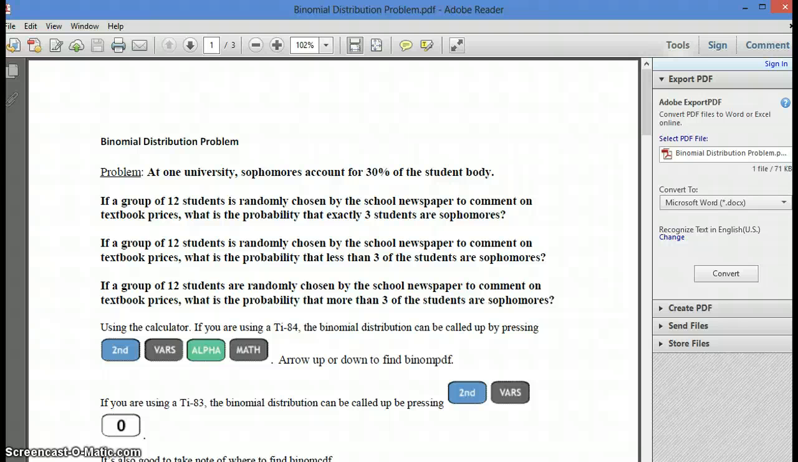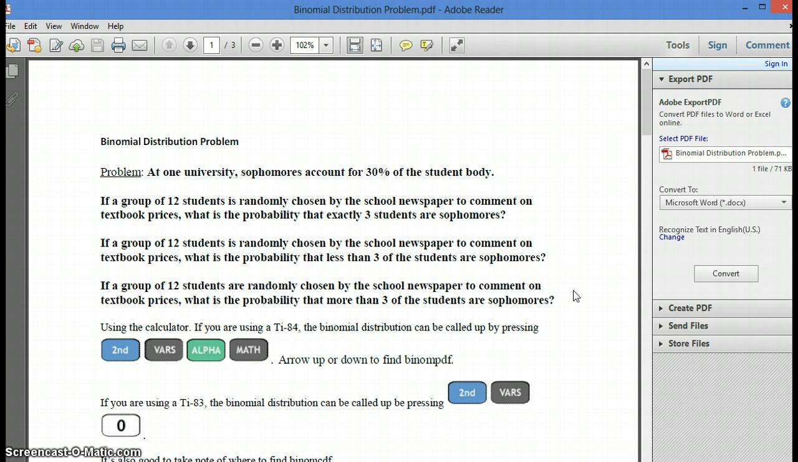Hello, I'm Walter Stone, and this second part is to discuss a binomial distribution problem. There are different types of problems depending on what probability you're asking for. So let's take a look at this problem.